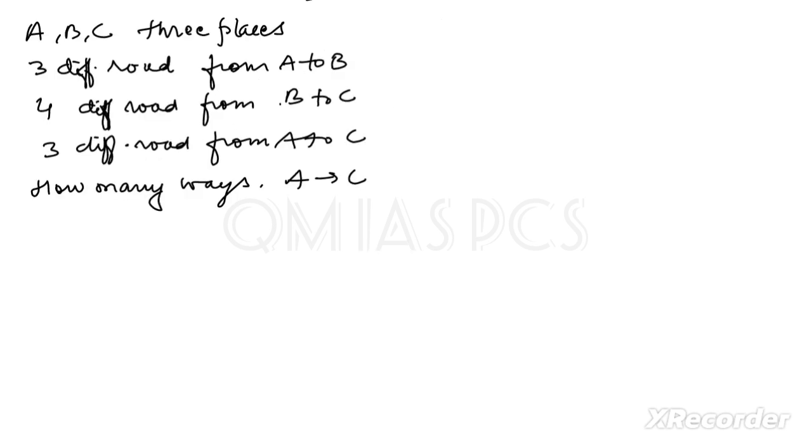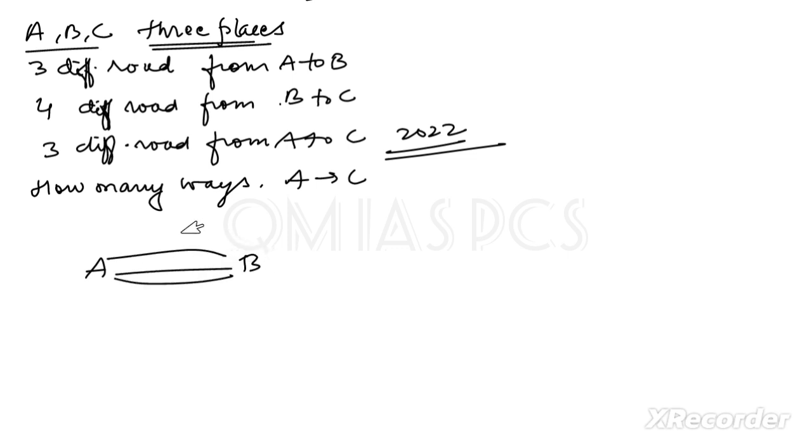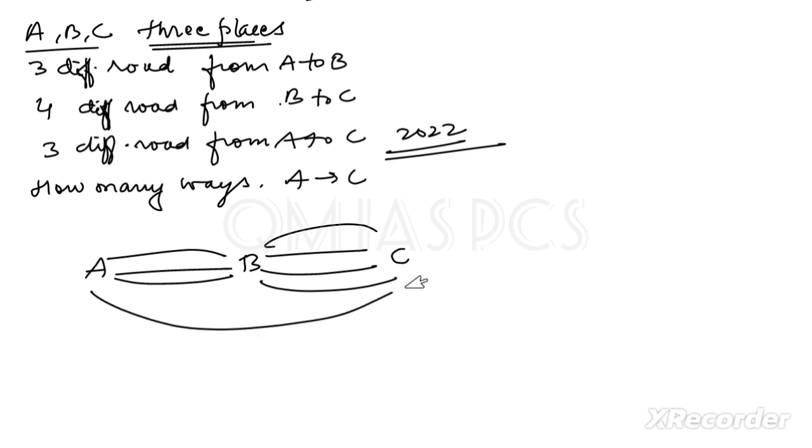Okay, this question is from UPSC 2022. Again, it was very easy. There are three locations, A, B, and C. From A to B, there are three ways, three roads. But from B to C, there are four roads. And directly from A to C, there are three roads. One, two, three roads.